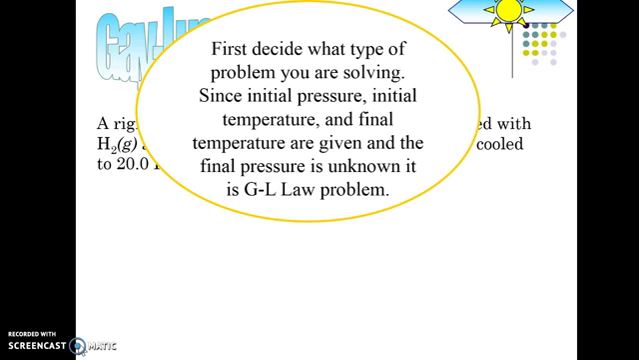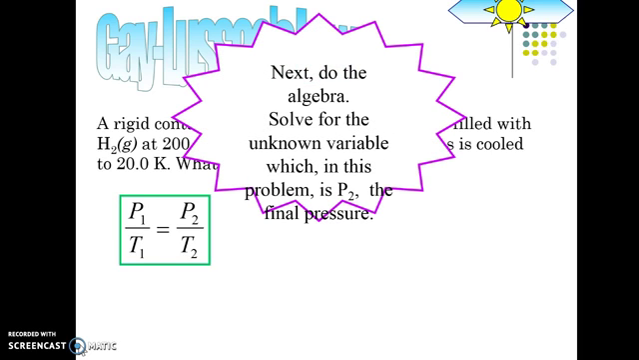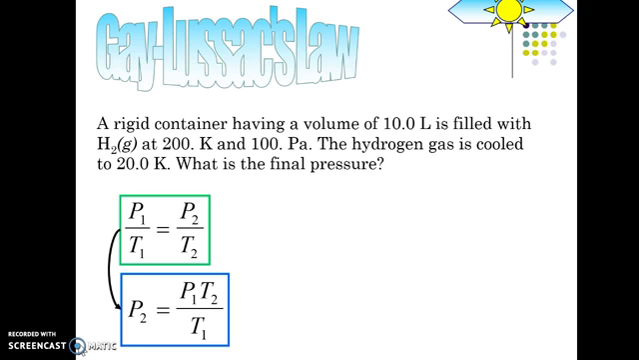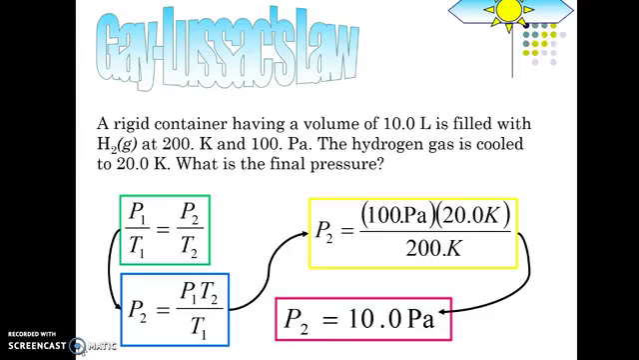In this one, since the initial pressure and initial temperature and final temperature are given, the final pressure is unknown, this must be a Gay-Lussac's problem. There's our Gay-Lussac's equation. And I'm going to rearrange it to solve for the unknown variable, which is P2. There we go. And then I'm going to plug in my numbers. Look, they show all their units too, and we can see that Kelvin's going to drop out, and I'm going to end up with a pressure of 10.0 pascals, 3 significant figures. If I wrote that in scientific notation, it would be 1.00 times 10 to the first pascals.